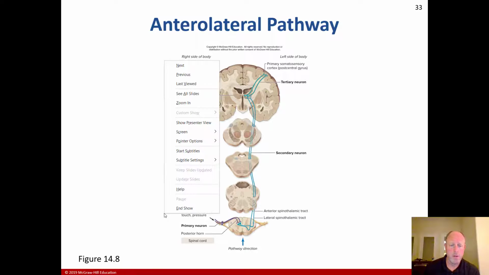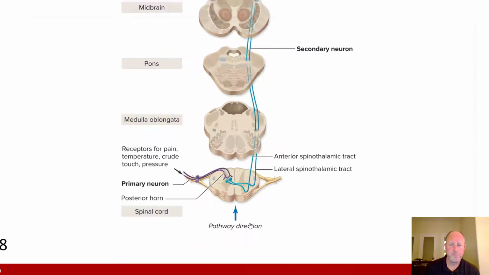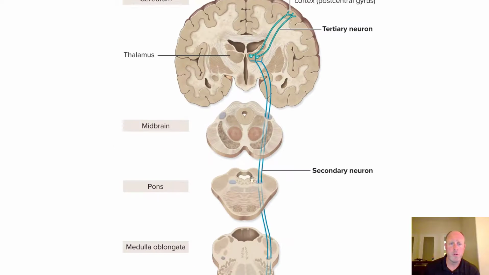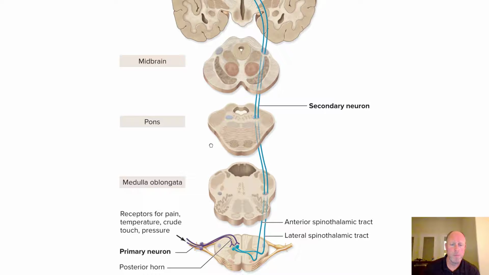So we can see here our communication pathway direction through that vertebra here, and we have the primary neuron here with receptors for pain, temperature, crude touch, and pressure, in this case for the anterolateral pathway, to remind us again.